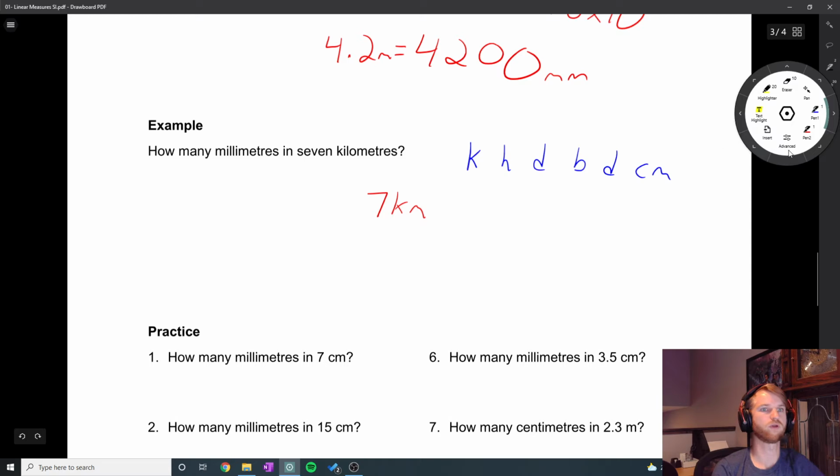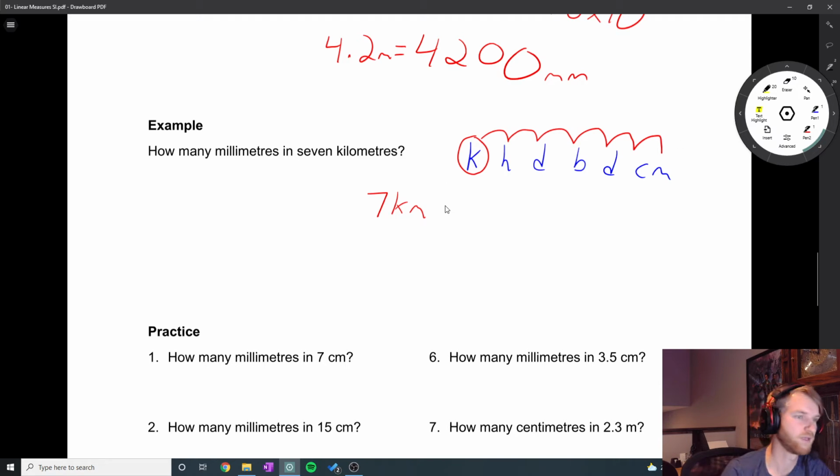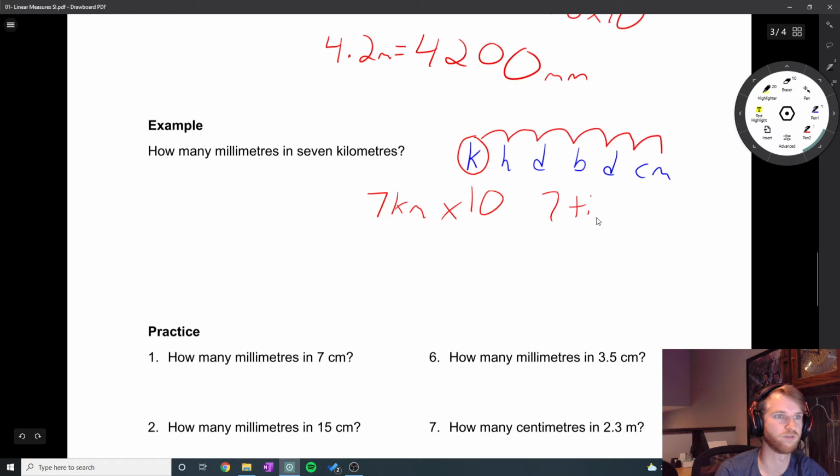Okay, this time we're going all the way from kilometers down to millimeters. 1, 2, 3, 4, 5, 6. For each one of those, we're getting 10 times smaller. We need to multiply by 10. So we're going to multiply by 10 7 times. I'm just going to write 7 times here so you don't have to watch me write it out. If you put that into your calculator, you get a large number.